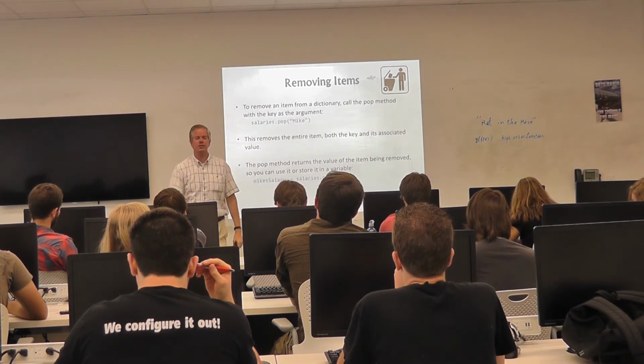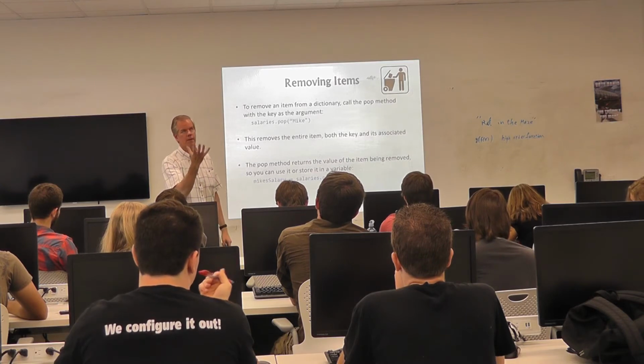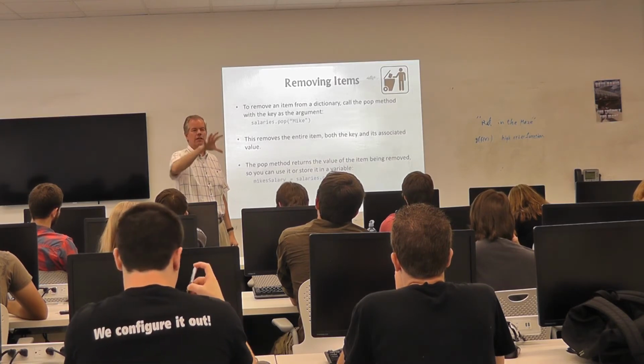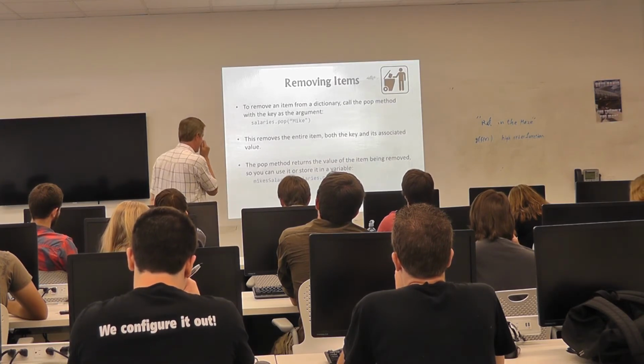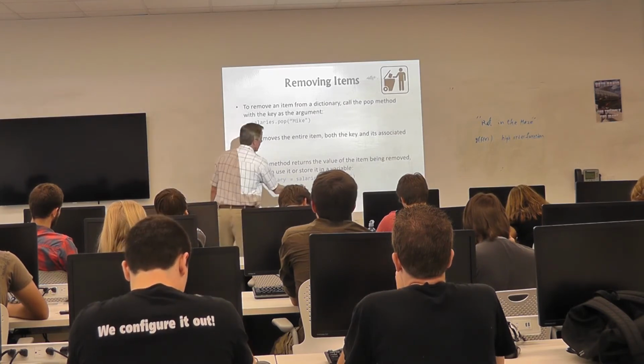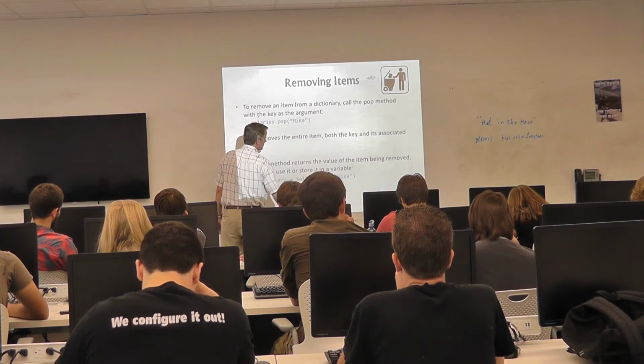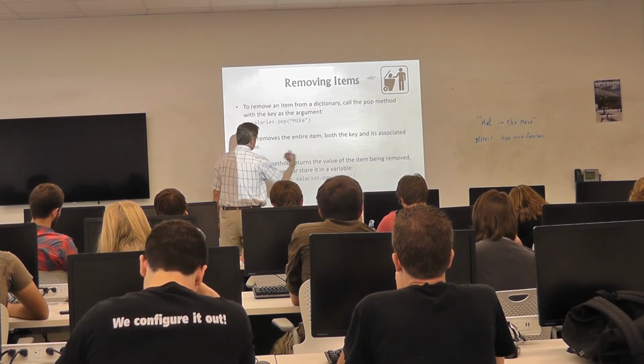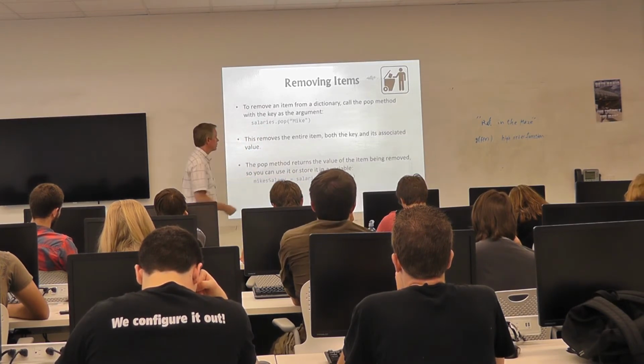It'll look around in the dictionary. It'll find where the key value pair of Mike is, and it's going to reach in and rip it out. It'll be gone. And actually what's going to happen is it'll return the value. So whatever Mike's salary is, 15,000 or whatever, that is what will come out when we do the pop.